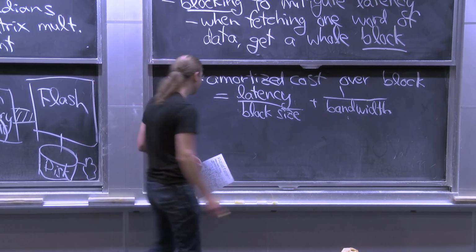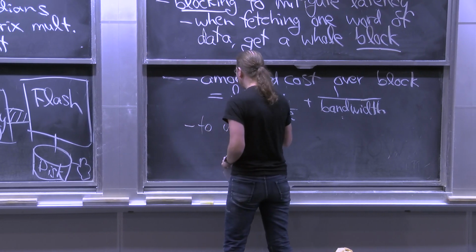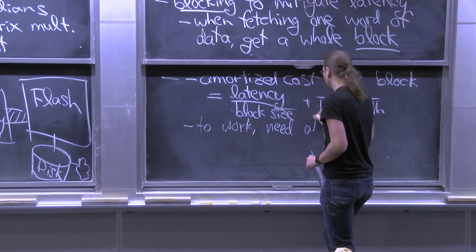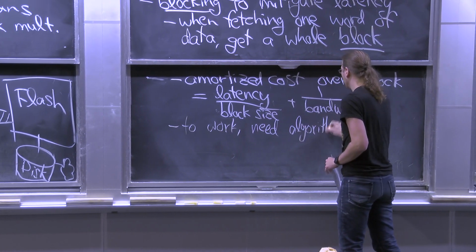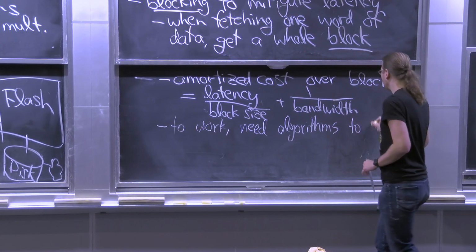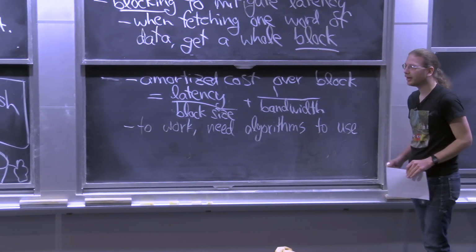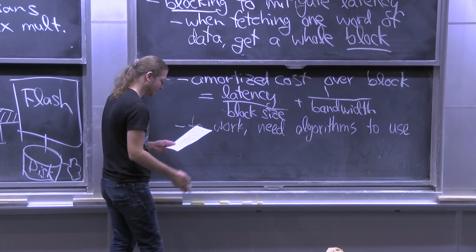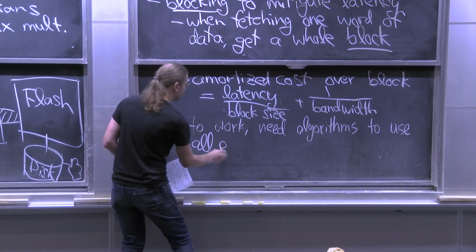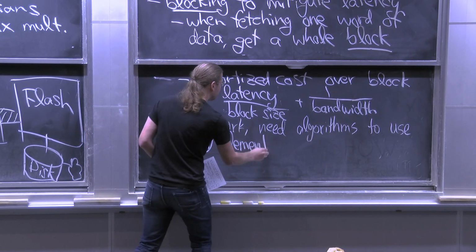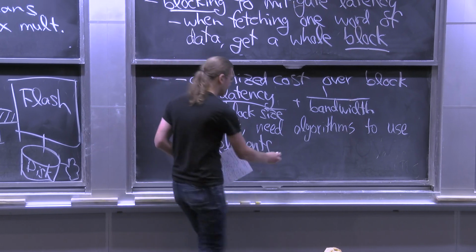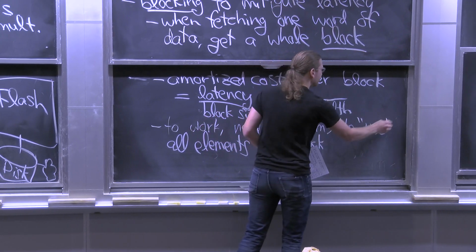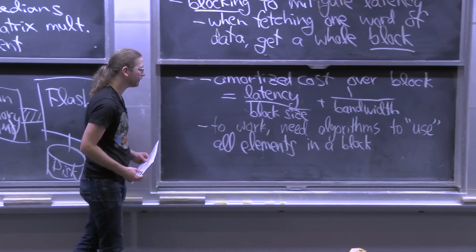Now, for this to actually work, we need better algorithms. Pretty much every algorithm you've seen in the class so far works horribly in this model. That's the point of today and next class, is to fix that. For this kind of amortization to work, I'm using "useful" in a vague sense so far. We'll make it formal in a moment.